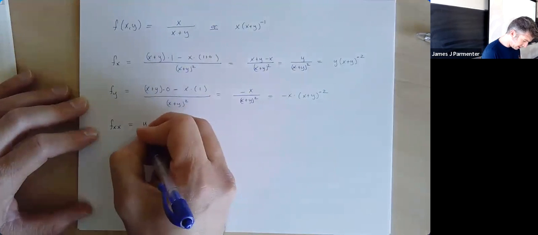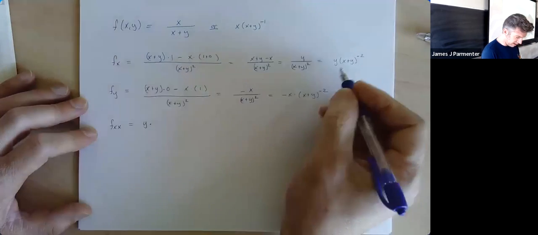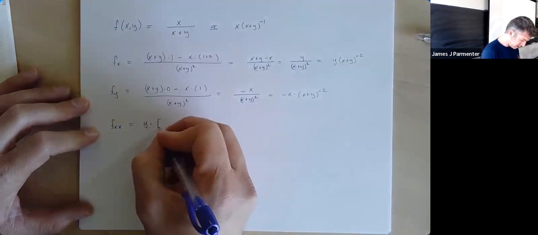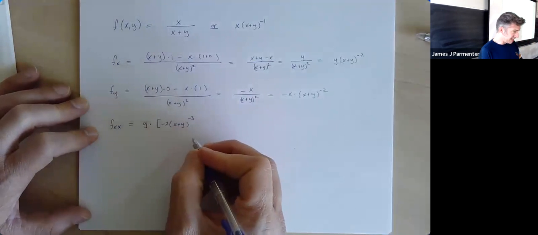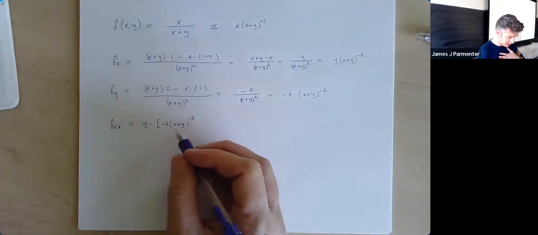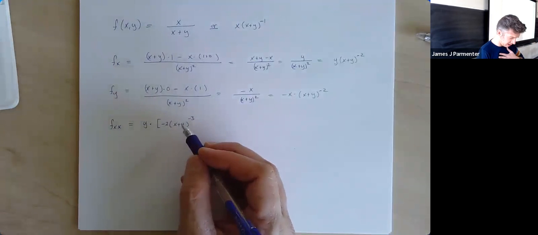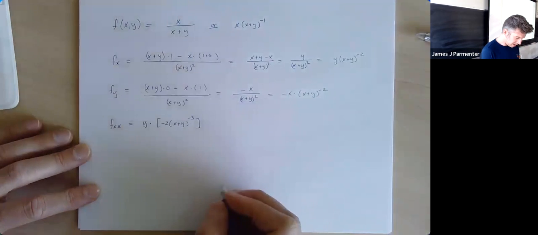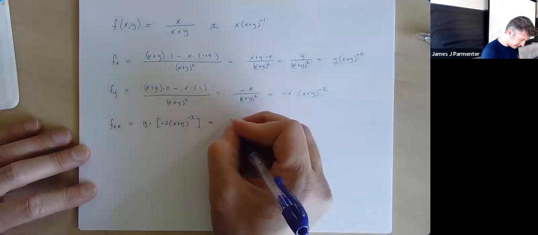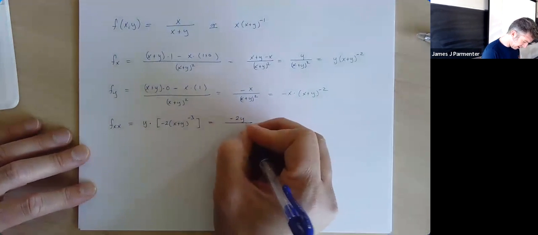I'm going to get y times the derivative of (x plus y) to the negative second, which is negative 2 times (x plus y) to the negative third. Technically, I should be using the chain rule here and multiplying by the derivative of the inside, but the derivative of the inside is just 1. So I'm not going to worry about writing that. And then I would probably re-express this as negative 2y divided by (x plus y) cubed.